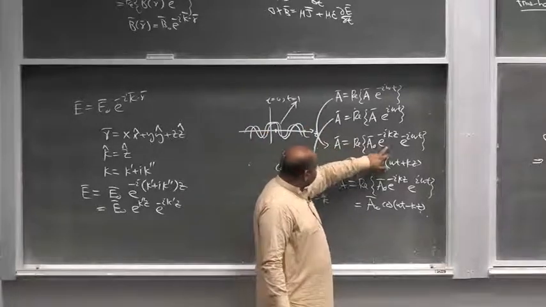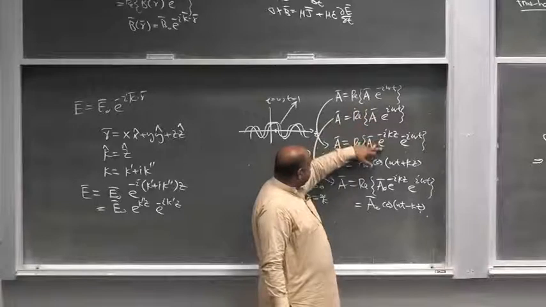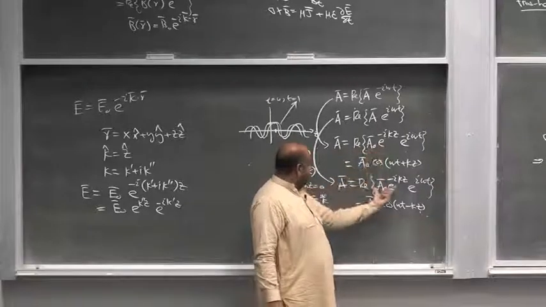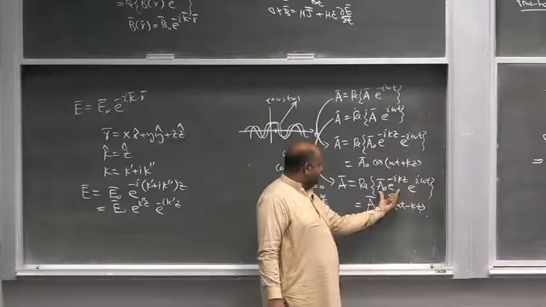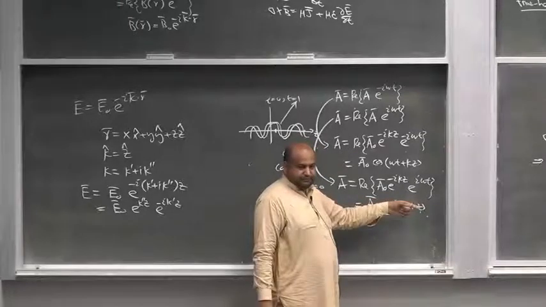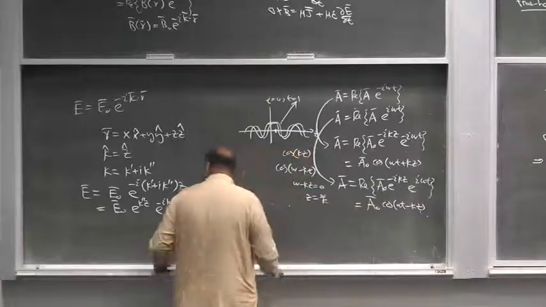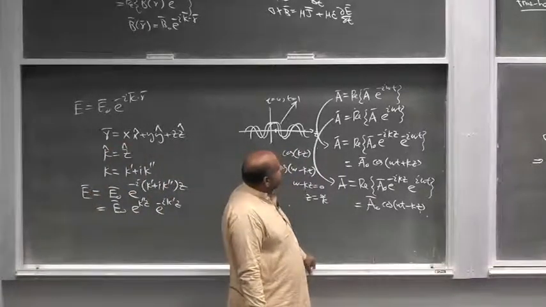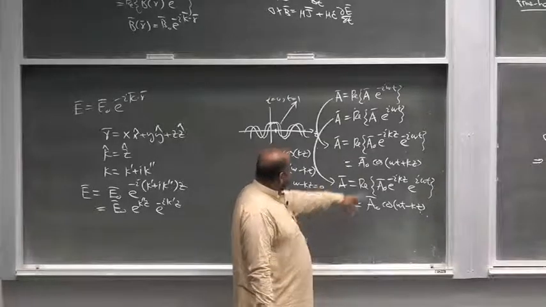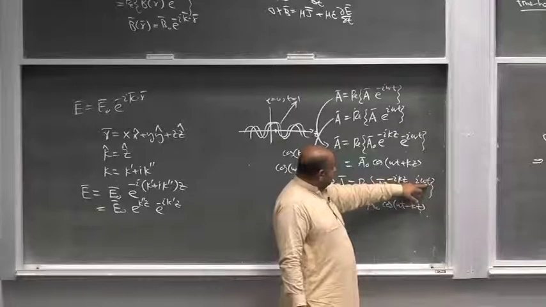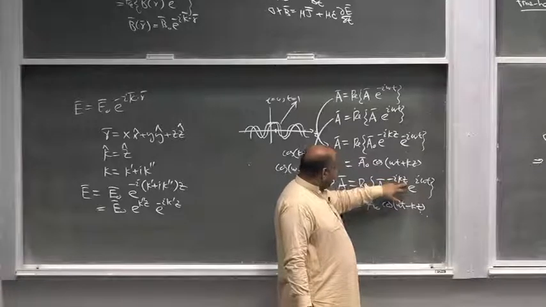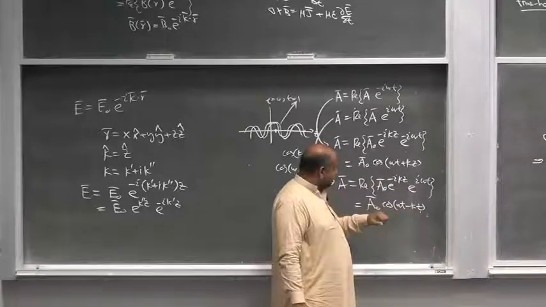So the point is that the same phasor under one notation represents a wave moving along negative z direction, and the same phasor in the second notation represents a plane wave moving along the positive z axis. And the notation that we have chosen was that we chose exponential positive iota omega t. And under this notation, a wave minus iota kz represents a wave moving along positive z axis.